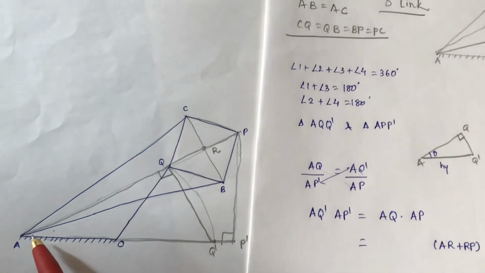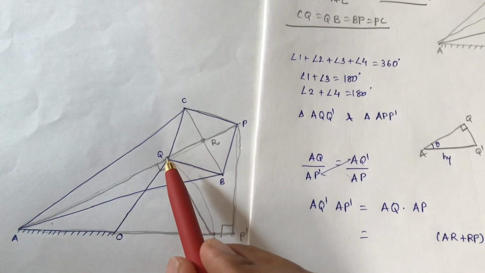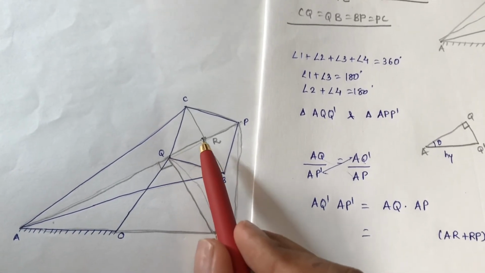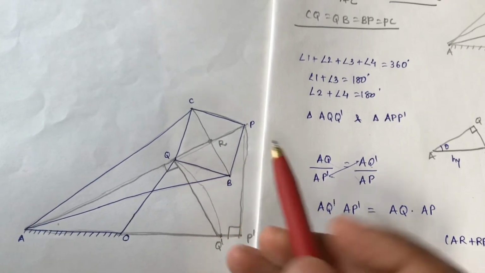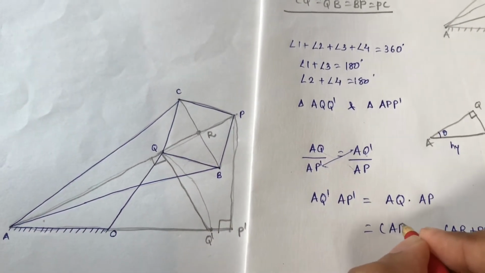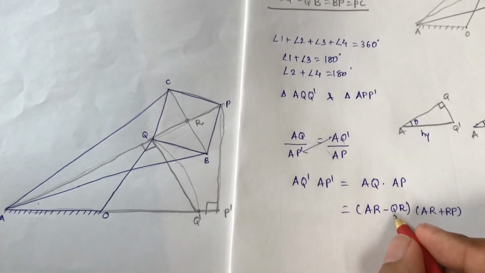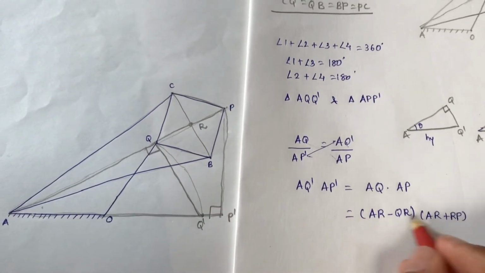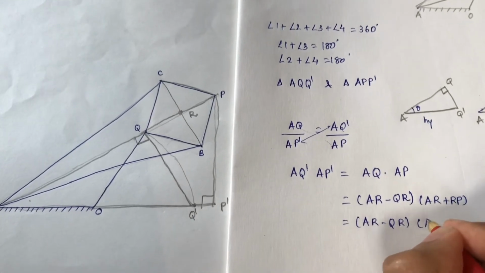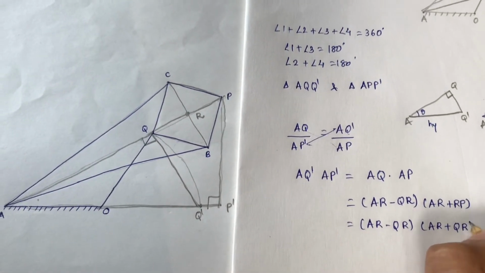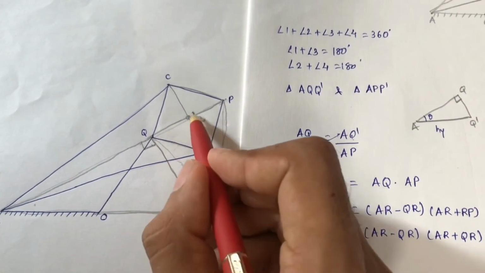In the same way, AQ distance I can consider as AR minus QR. QR and PR both are the same, so you may consider either QR or PR. So let us consider it is AR minus QR in both cases. So I can write AR minus QR, AR plus QR. In this diagram you can say QR and PR are both the same distance because this one is a parallelogram.